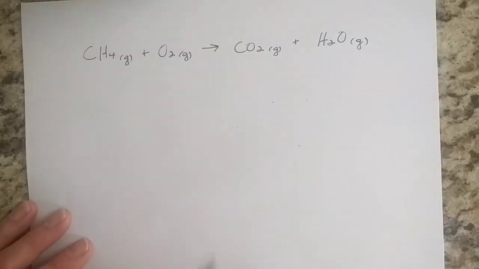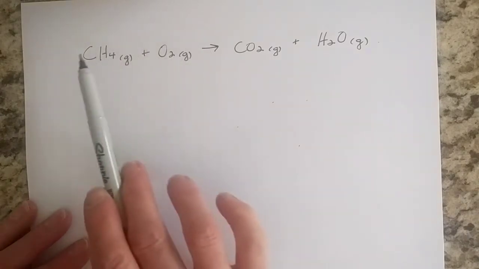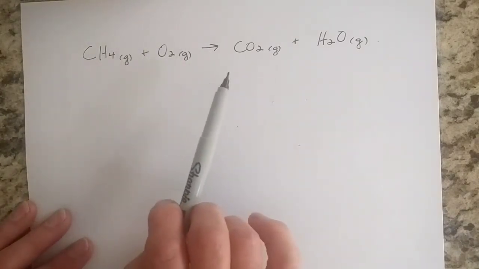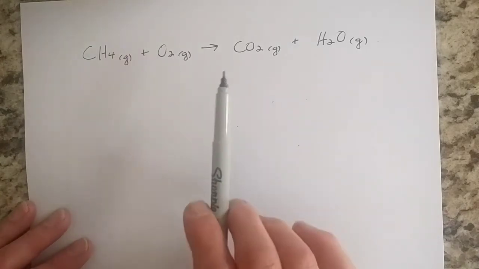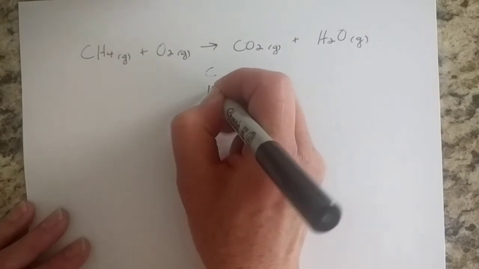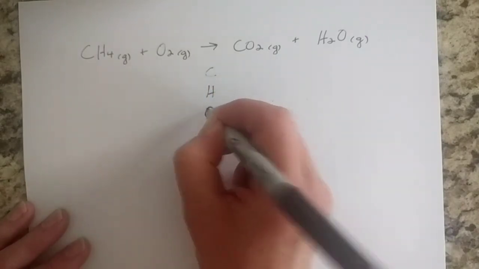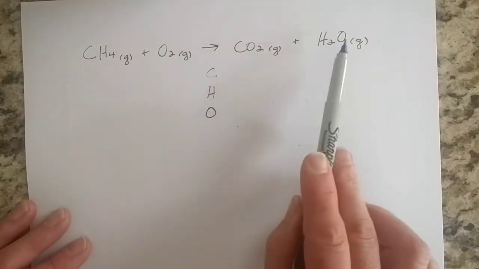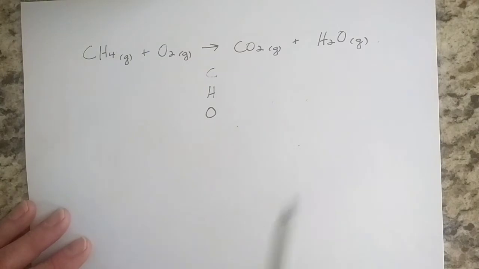Now, there are a lot of equations involving carbon, hydrogen, and oxygen. I call them CHO reactions. And it's a good idea when you're balancing these, we're always going to do the carbon first, then the hydrogen, then the oxygen. You definitely want to balance the oxygen last because it's showing up in 2 places in the product. So we have to be mindful of that.